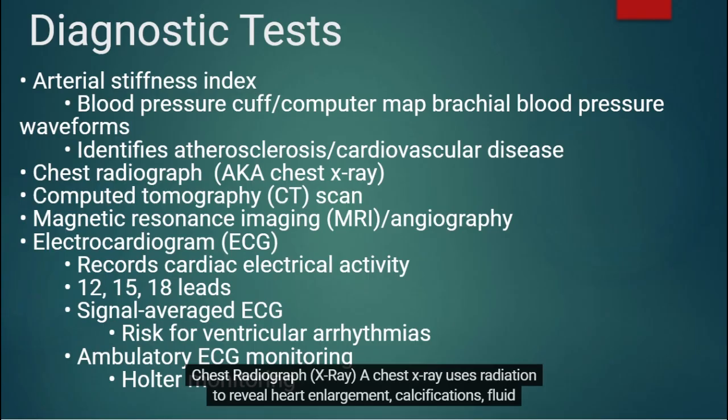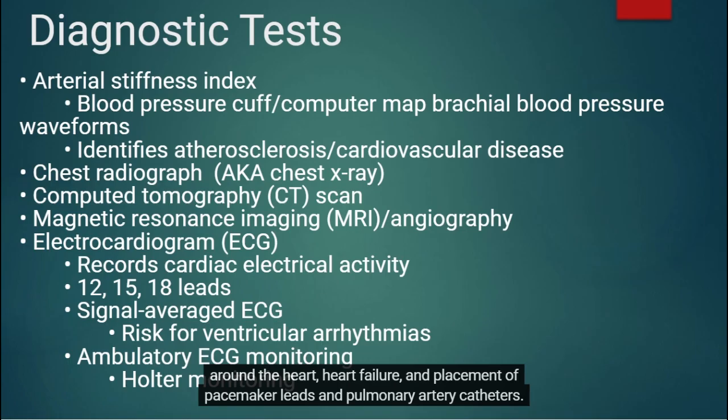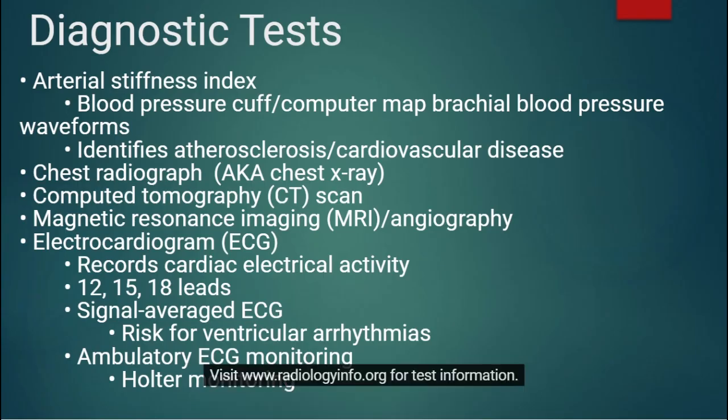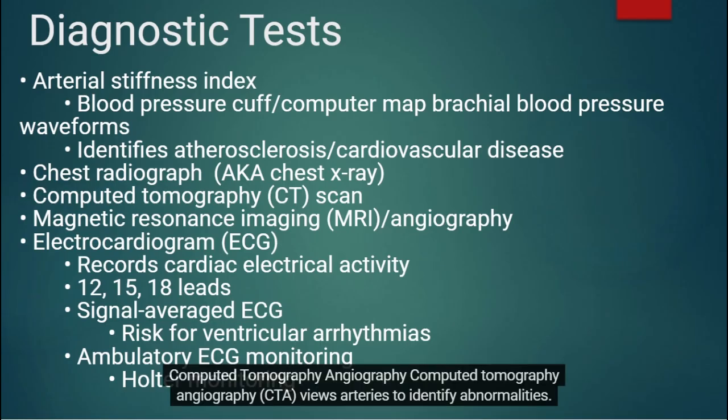Chest radiograph. A chest X-ray uses radiation to reveal heart enlargement, calcifications, fluid around the heart, heart failure, and placement of pacemaker leads and pulmonary artery catheters. Fluoroscopy uses a luminescent X-ray screen to guide cardiac catheter or pacemaker lead placement. Visit www.radiologyinfo.org for test information.